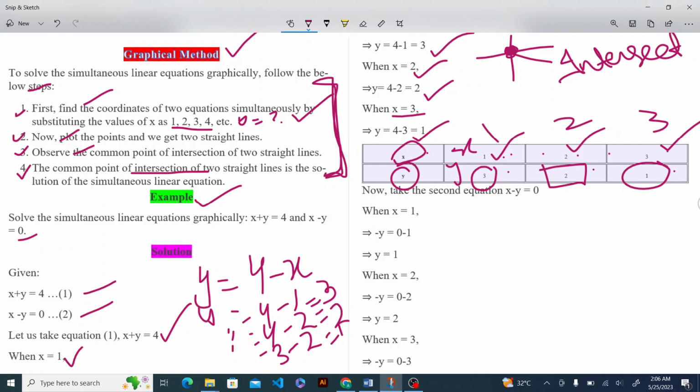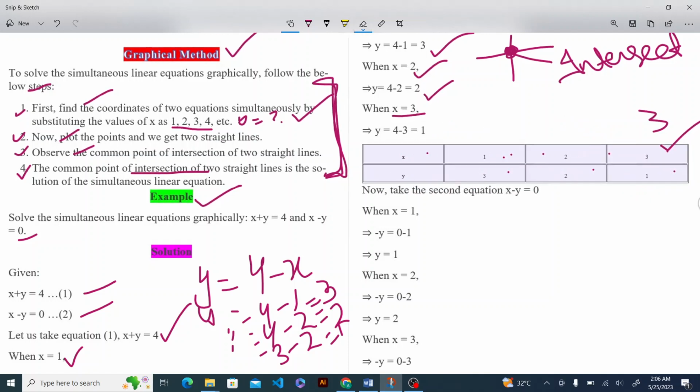Now we are going to take the second equation. Let me clean the board as it has been too messy, and I don't like messy things at all.